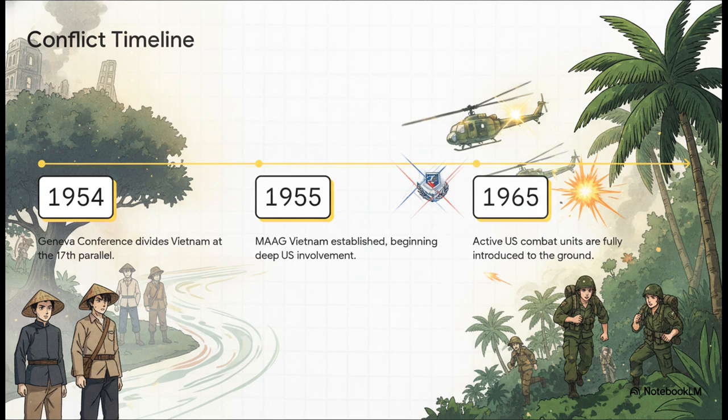Just a year later, in 1955, the U.S. Military Assistance Advisory Group was set up in Vietnam. This officially kicked off America's deep involvement. And wow, things moved fast. Fast forward just 10 years to 1965, and we see active U.S. combat units fully deployed on the ground.